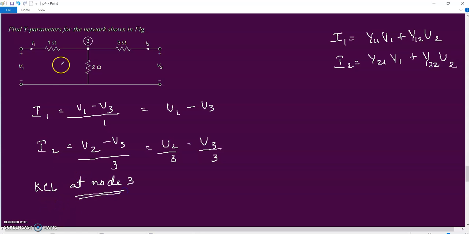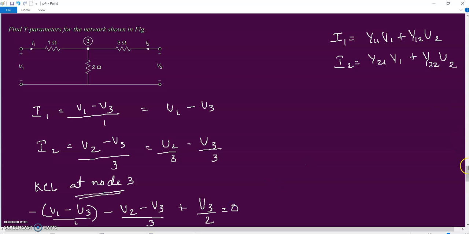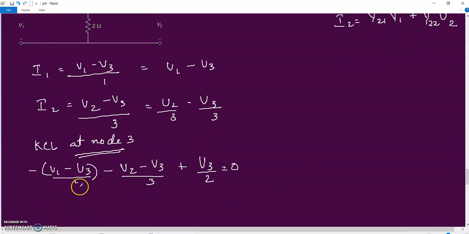When we write KCL, we always take the current moving away from the junction as positive. So here the two currents are flowing into the junction, so we take them as negative. Minus of (V1 minus V3) by 1, minus (V2 minus V3) by 3. And here the direction is not given, so we can take it as plus, plus V3 by 2 is equal to 0. So from this equation, we can get V3 in terms of V1 and V2.